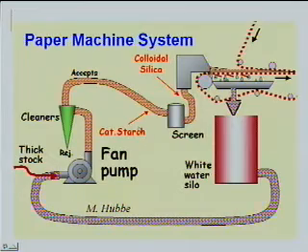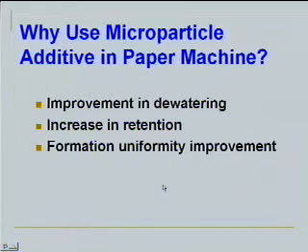Before the screen, the cationic starch is added, and after the screen, we add the colloidal silica here. But why do we use the microparticle additive in the paper machine? Because we want to improve the dewatering, and also increase the retention, and finally improve the paper sheet formation.